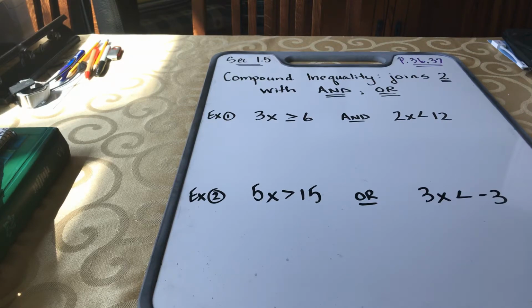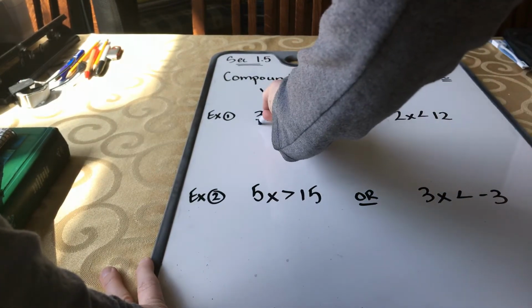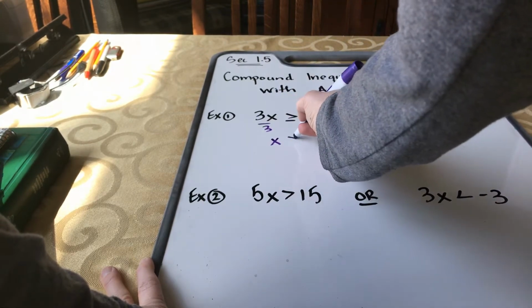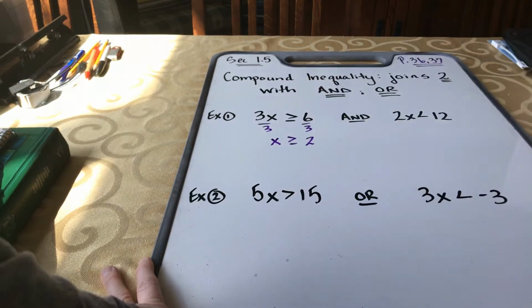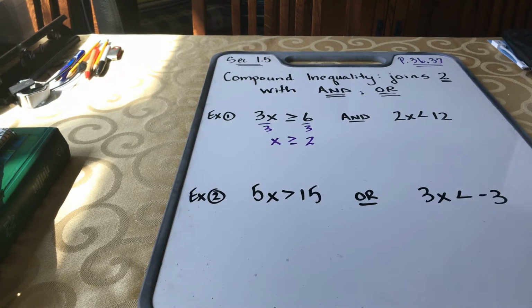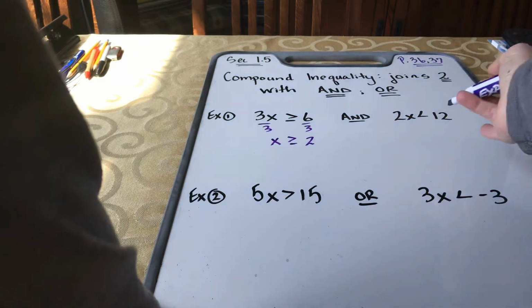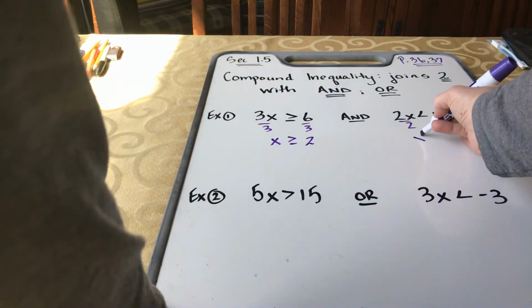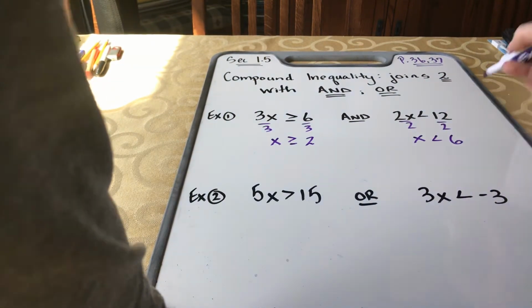and 2x is less than 12. So first step is just to go ahead and solve each one just kind of one at a time. All right, so if I have 3 times x greater than or equal to 6, I'm going to go ahead, I'm going to divide both sides by 3. All right, so I have x greater than or equal to 2. So all done with that. Then I go ahead and go to the second part. It says 2x less than 12. So I divide both sides by 2. That will give me x less than 6.